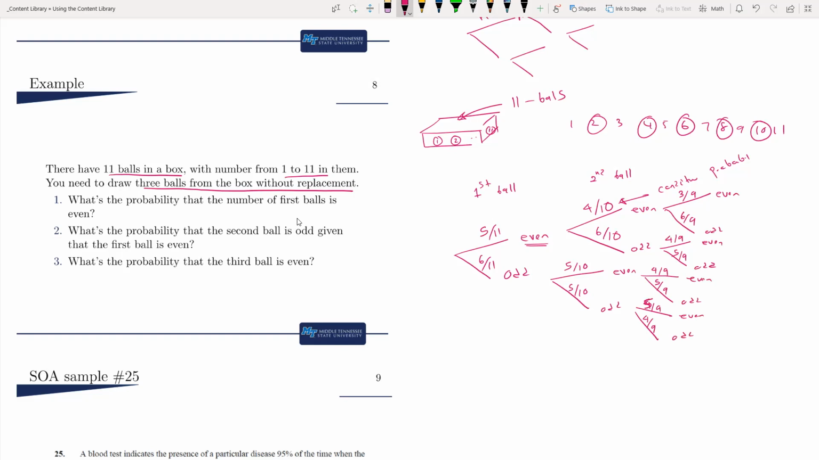So what is the probability that the first ball is even? The first ball even is going to be 5 over 11. What's the probability that the second ball is odd given that the first ball is even? So that's going to be this. You multiply 5 over 11 times 6 over 10. What's the probability that the third ball is even? You have all these scenarios, you have to multiply, and I would leave it as an exercise for you.